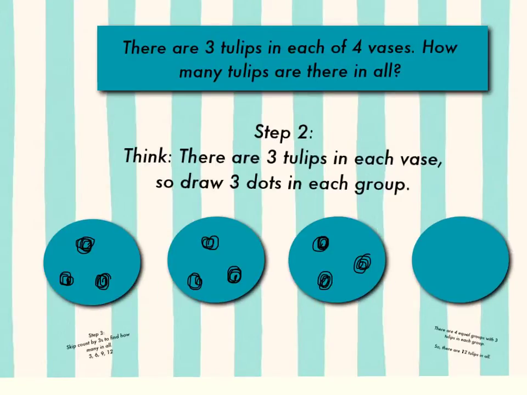Step 2. We need to think to ourselves, there are 3 tulips in each vase. In our word problem, we have the word each. Each tells you how many are going to be in each group. So we have our 4 vases, and now we need to draw 3 dots in each group. The 3 dots are going to be our 3 tulips. So I've already drawn some in here. Let's look at them. 1, 2, 3 in this vase. 1, 2, 3 in this vase. 1, 2, 3 in this vase. And I'll go ahead and draw 1, 2, and 3 in this vase. Once I've drawn all of my tulips into the vases, I'm going to move on to step 3.